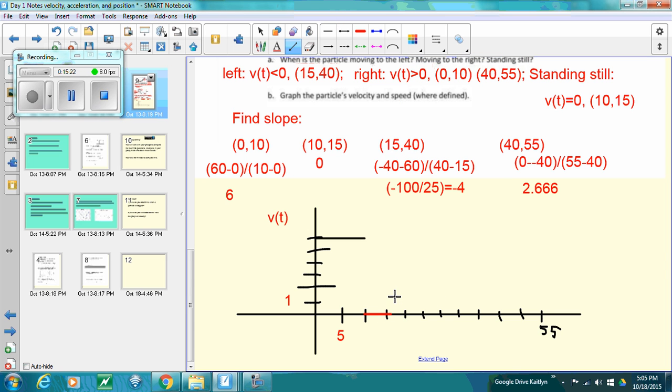And then from 15 to 40, our slope was -4. So I need to put tick marks for negative slopes. So I need to go down to -4. And then I'm going to graph from 15 to 40, -4. So there. And then from 40 to 55, I'm going to estimate 2.66, which is right here.